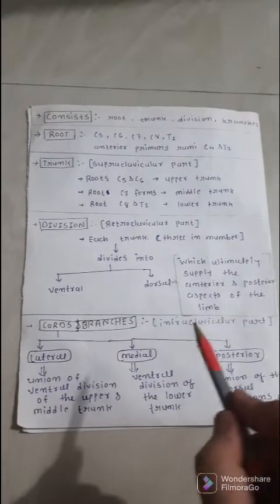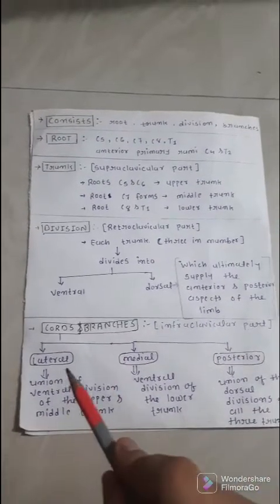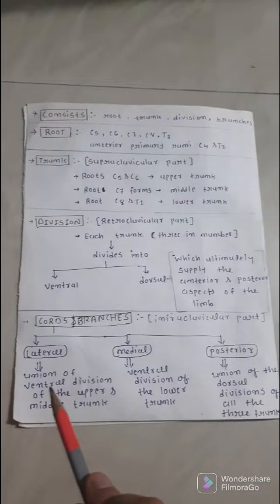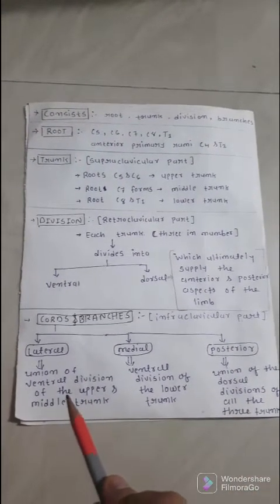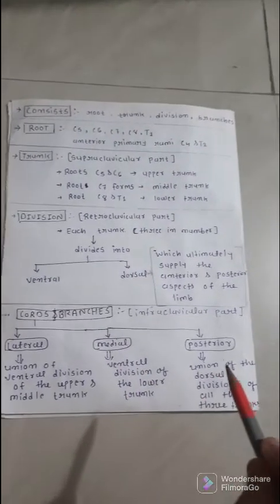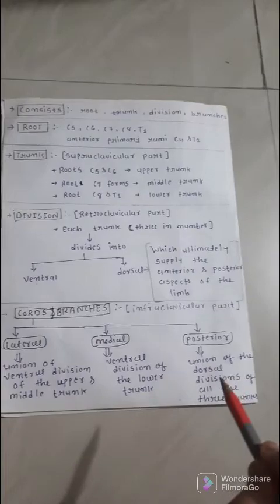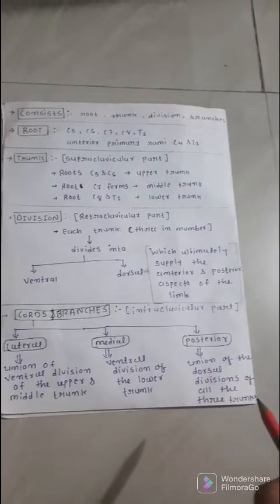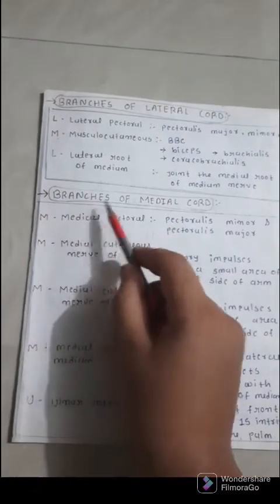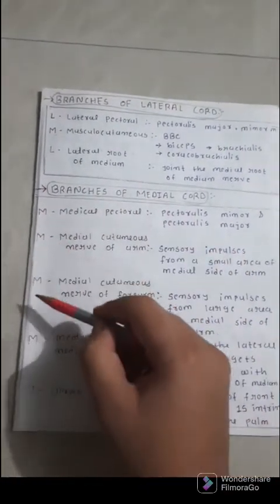Cords and branches are the infraclavicular part: lateral, medial and posterior. The lateral cord is a union of the ventral divisions of the upper and middle trunks. The medial cord is the ventral division of the lower trunk. The posterior cord is a union of the dorsal divisions of all three trunks. Branches of the lateral cord: LML. Branches of the medial cord: MMMMU.